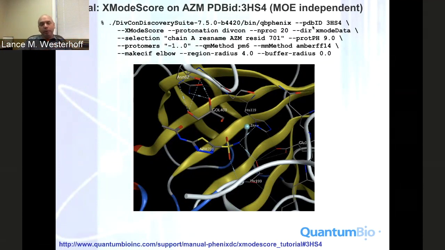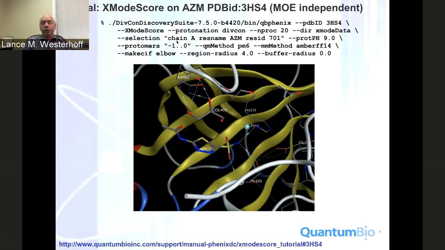But we built in the process that if it is a 4-letter code, then it'll go download the files necessary from the PDB and then run XModeScore. We're going to generate protonation states using DivCon instead of using Mo or some other methodology. We're going to set aside 20 processors to run this. We're going to create a directory and run within that directory.